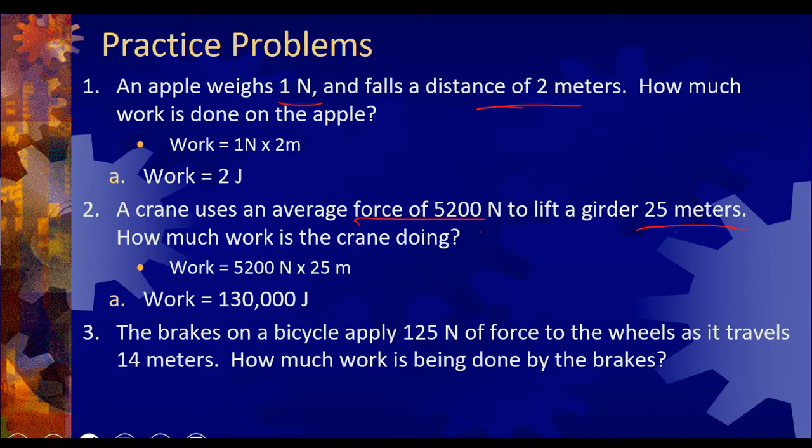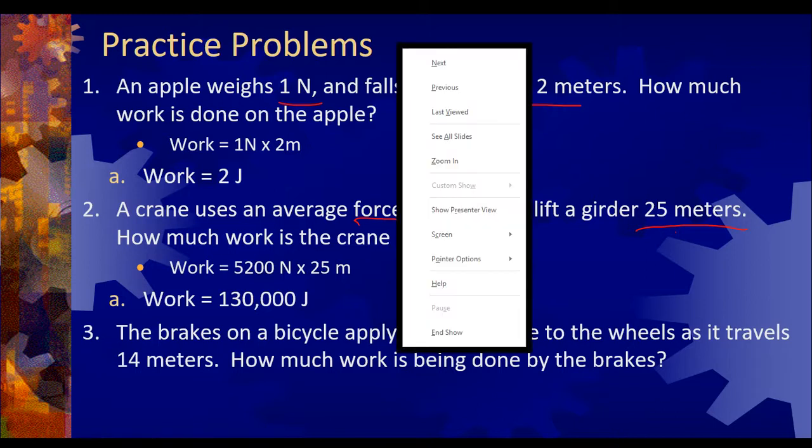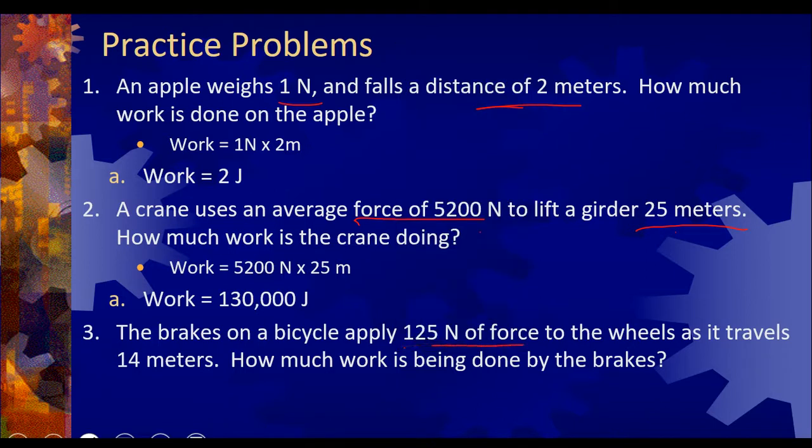The brakes on a bicycle apply 125 newtons of force to the wheels as it travels 14 meters. How much work is being done? Same equation again, force times distance, and that is our answer in joules.